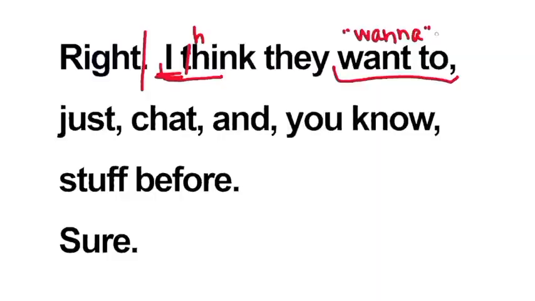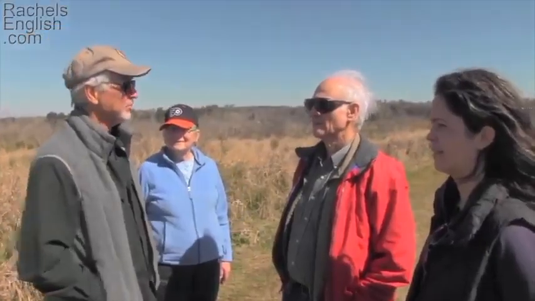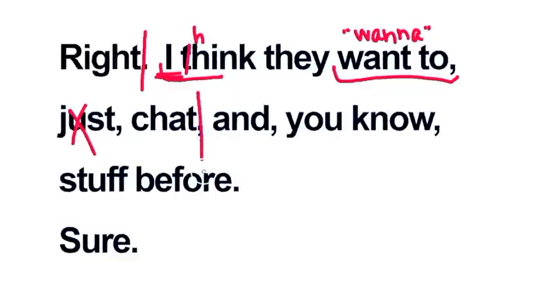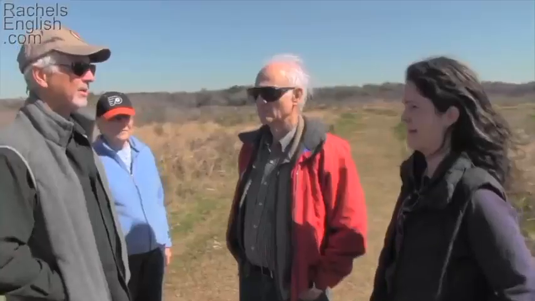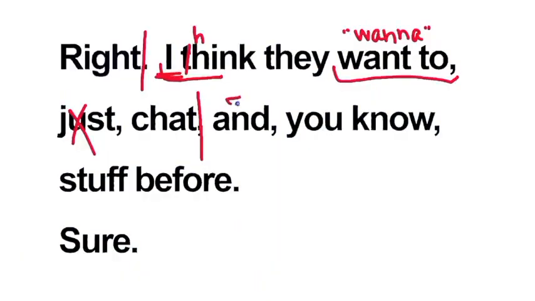Also the word just. We often reduce this so it sounds like there's basically no vowel. Just, wanna just. I think they want to just chat. Chat, another stop T at the end of this thought. The word and was very reduced to just the schwa n sound.